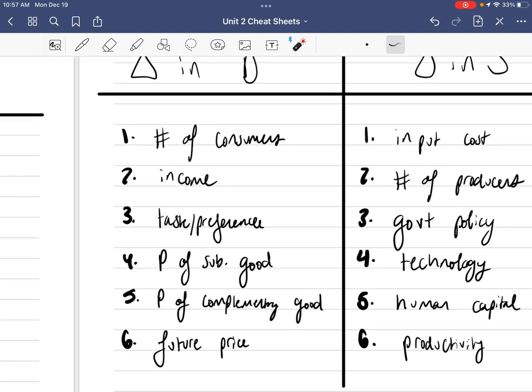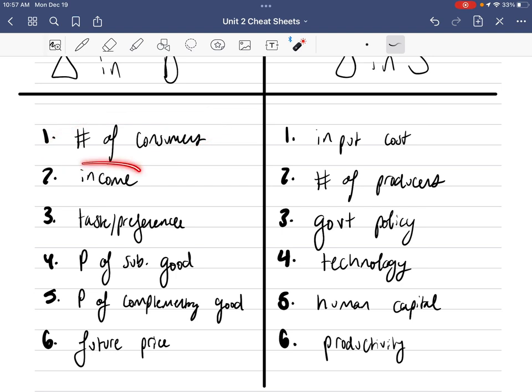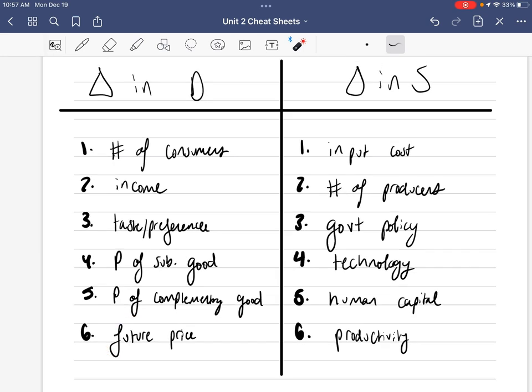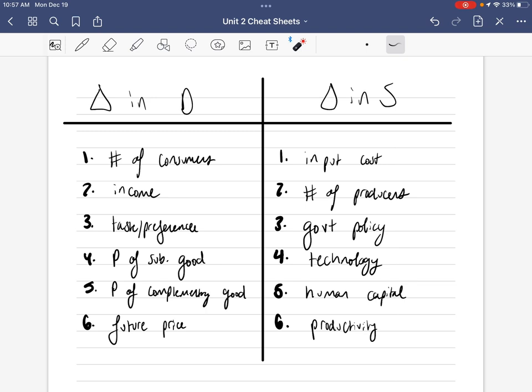For changes in demand, a change in number of consumers, a change in income, change in taste or preference, change in the price of a substitute good, change in the price of a complementary good, or change in future or expected price. For changes in supply, what could change supply? Input costs going into the good, change in number of producers making the good, change in government policy, the government making it easier or harder to produce something, change in technology, change in human capital, which is training or education of our employees, and change in productivity, how fast or efficient we are.